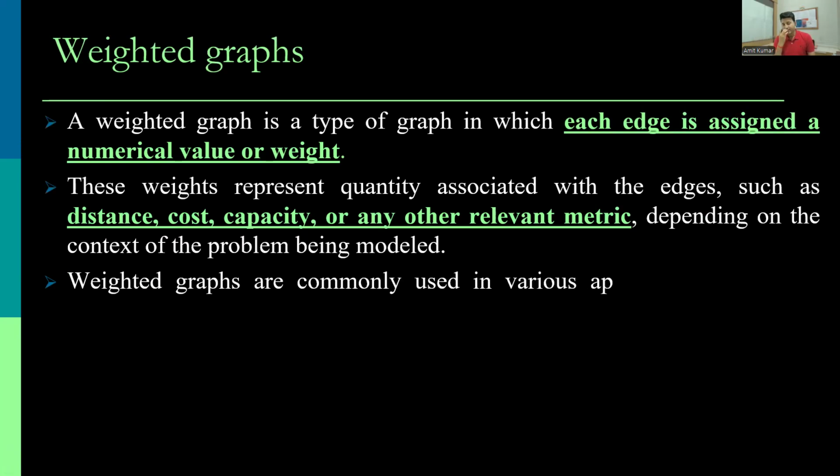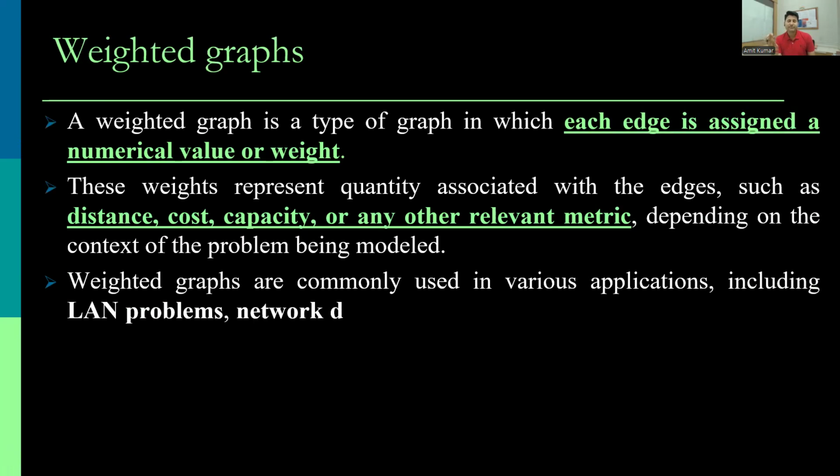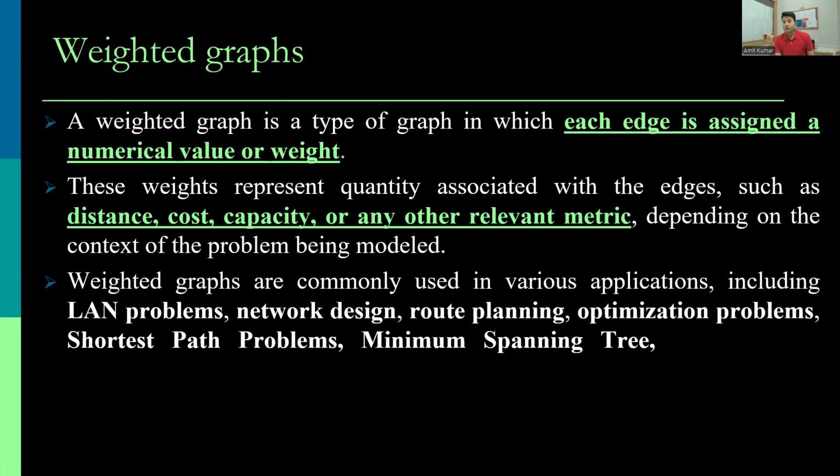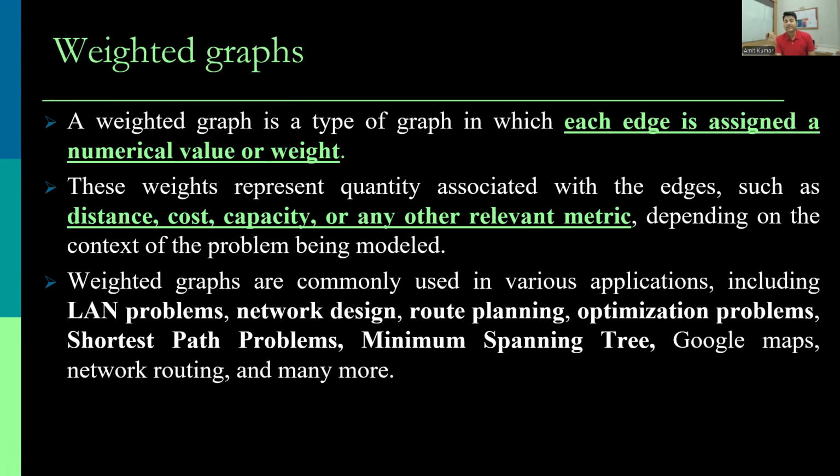Most of the time when a weighted graph is there, we can connect it with real-life problems like land problems, network design, route planning, optimization, shortest path, spanning tree, Google Maps, etc. Google Maps can be considered as one of the best examples of the weighted graph.